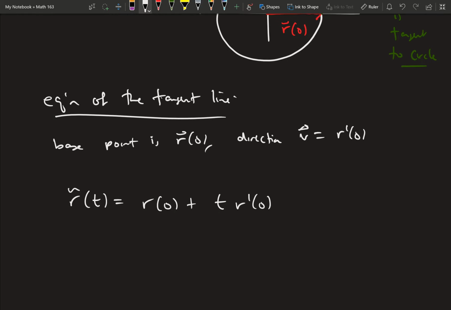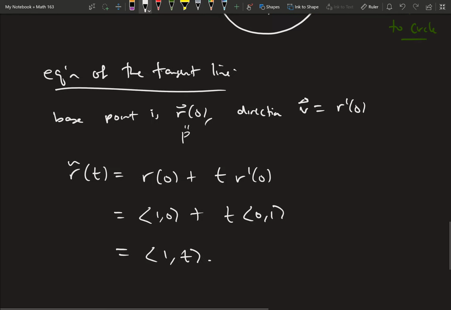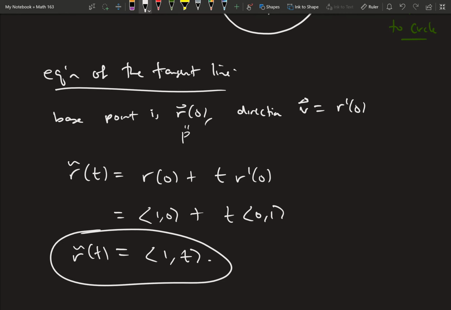Right? It's always a base point p plus the direction vector, t times the direction vector. So in this case, it's just 1, 0, because we start at 1, 0, plus t times the vector 0, 1, and this is then 1, comma t. That's the equation of the tangent line in vector coordinates, or in terms of a vector valued function. So r tilde of t is the equation of the tangent line. Okay, and that's always the case.